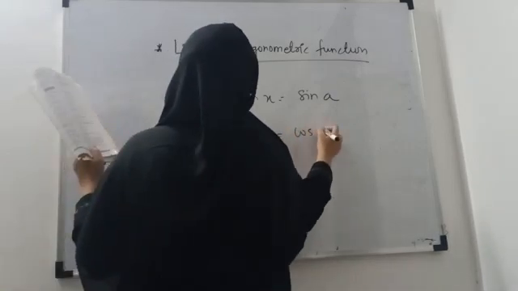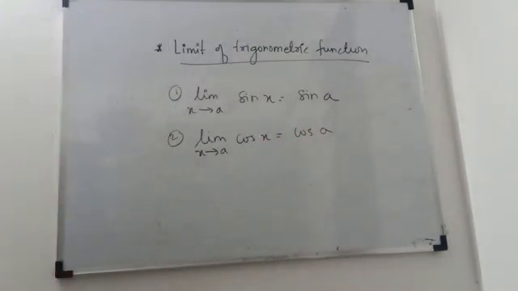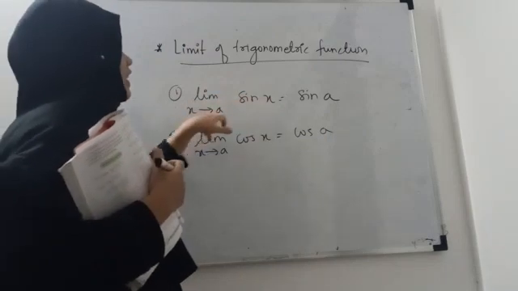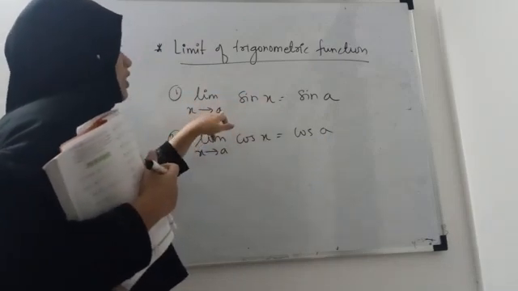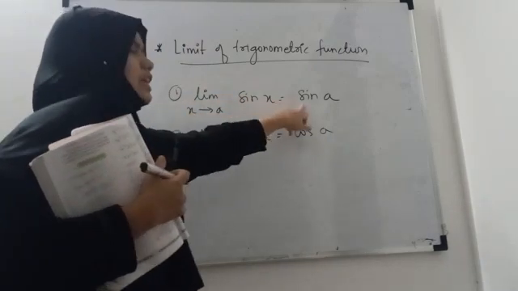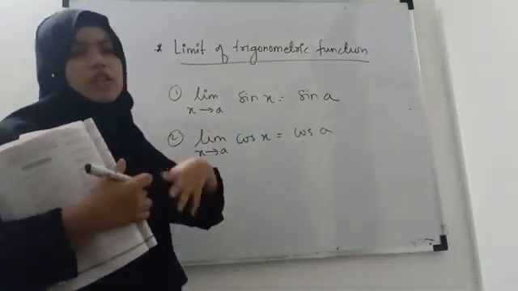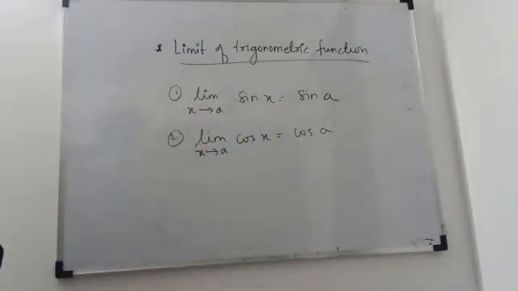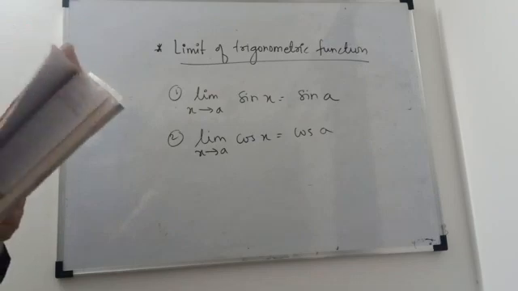So if you have function sin x, and limit of x tends to a, then you can directly substitute the value of x as a. Its answer will be sin a, and similarly for the cos a. Okay, no need to do anything. So this is the first two formulas.